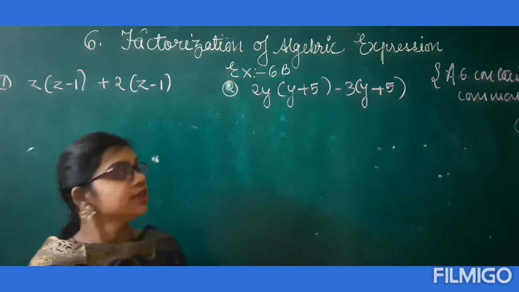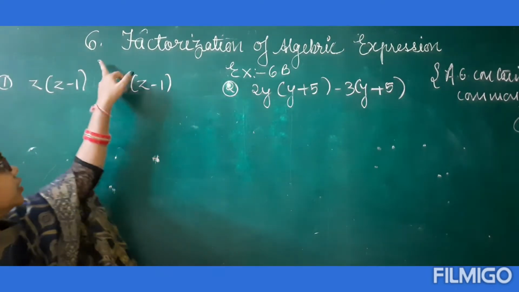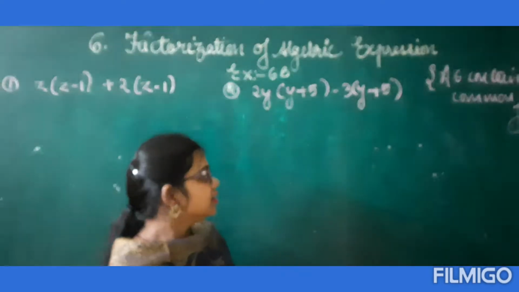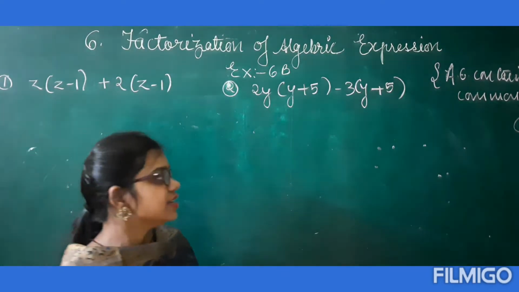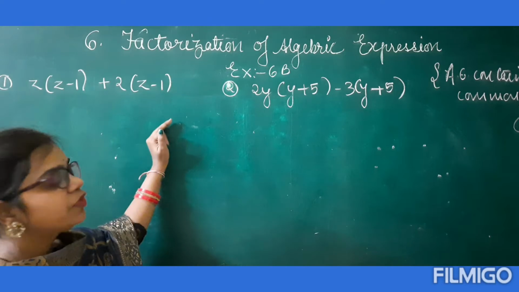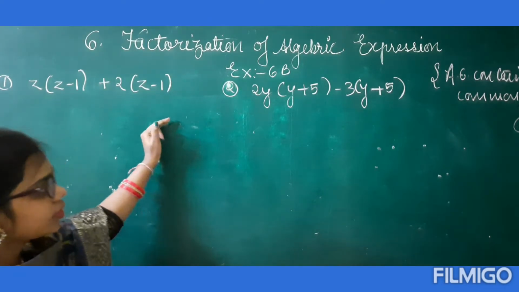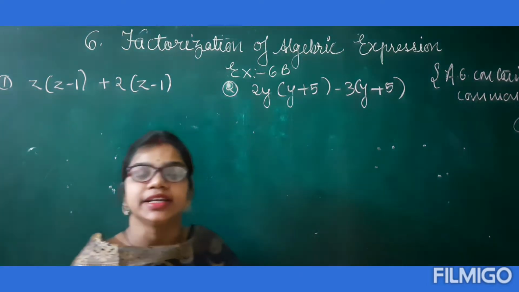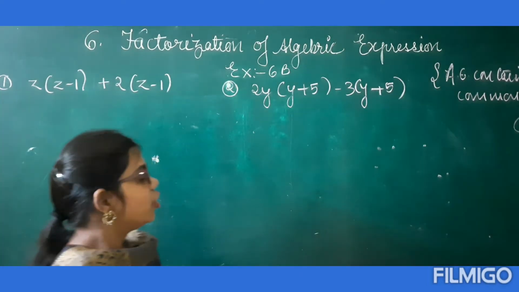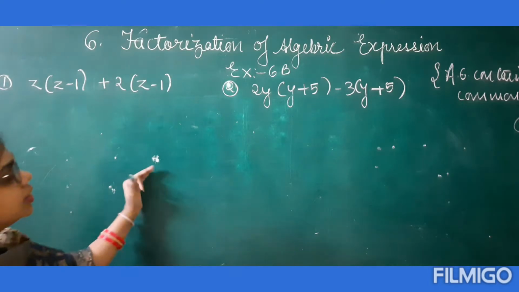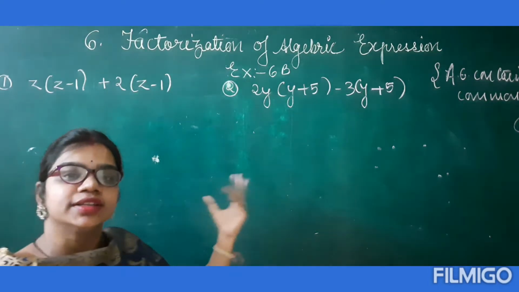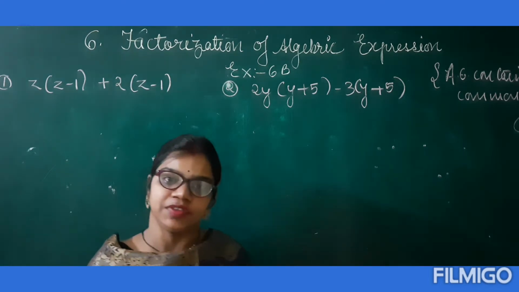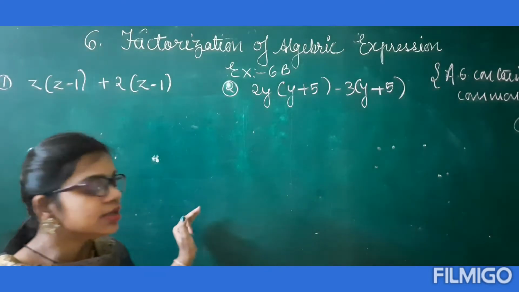Today we will start exercise 6b of chapter 6, factorization of algebraic expressions. The first exercise is very easy, and even the second exercise is very easy. Here also you have to factorize the polynomial, but here we will use a method where the algebraic expression will contain a common binomial factor. Common binomial factor means we will see with the questions only what the common binomial factor is. First we will take out the common binomial factor and then we will factorize this. Okay, we will factorize the polynomial.